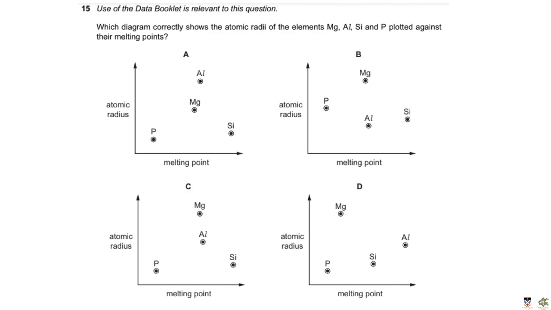Let's just see if we can rule out D as well. Phosphorus the lowest, then magnesium, correct, but then it should be aluminium and then silicon. So we can rule out D as well. So the correct answer for question 15 here is C.